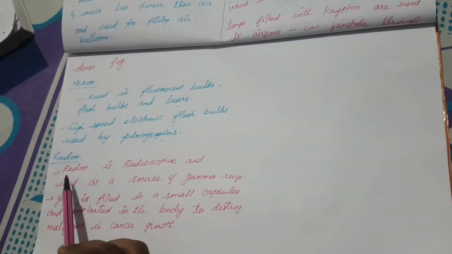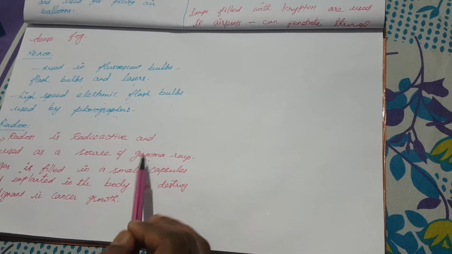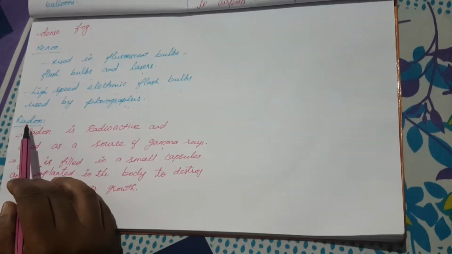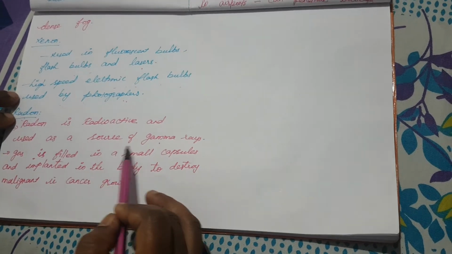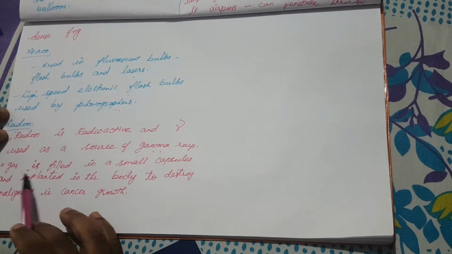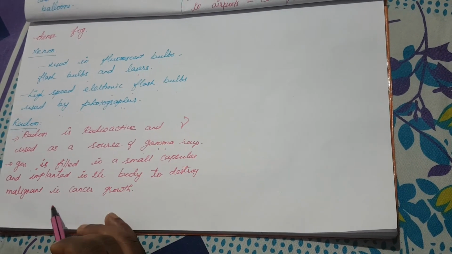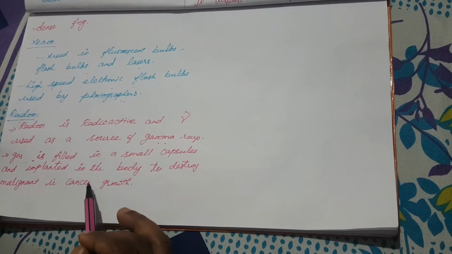Okay, so next one is radon. Radon is radioactive and used as a source of gamma rays. From its name itself, it is a radioactive element used as a source of gamma rays. Radon is filled in small capsules and implanted in the body to destroy malignant growth, that is, to destroy cancer growth in the body cells.